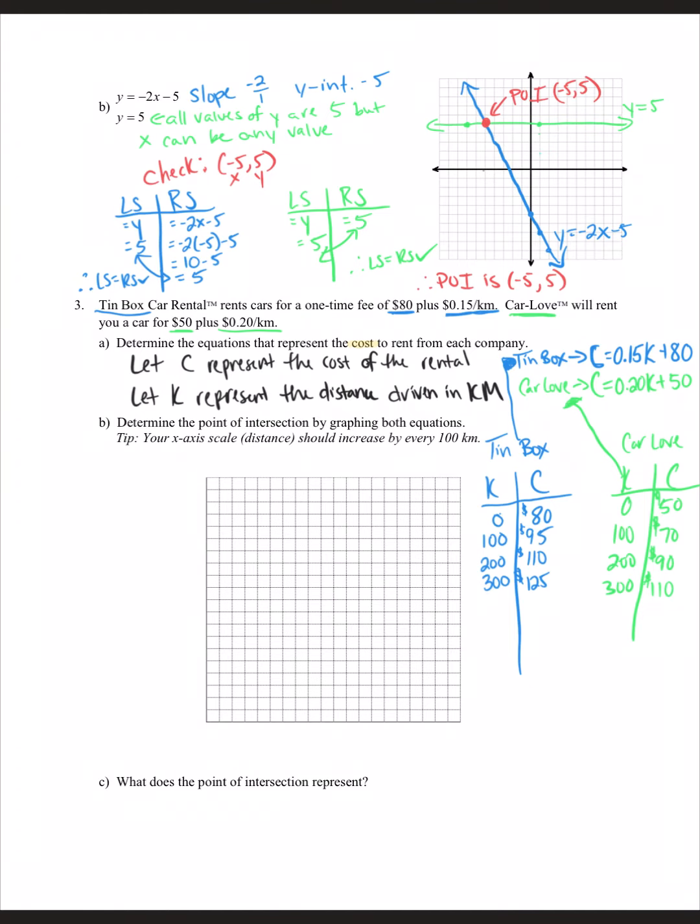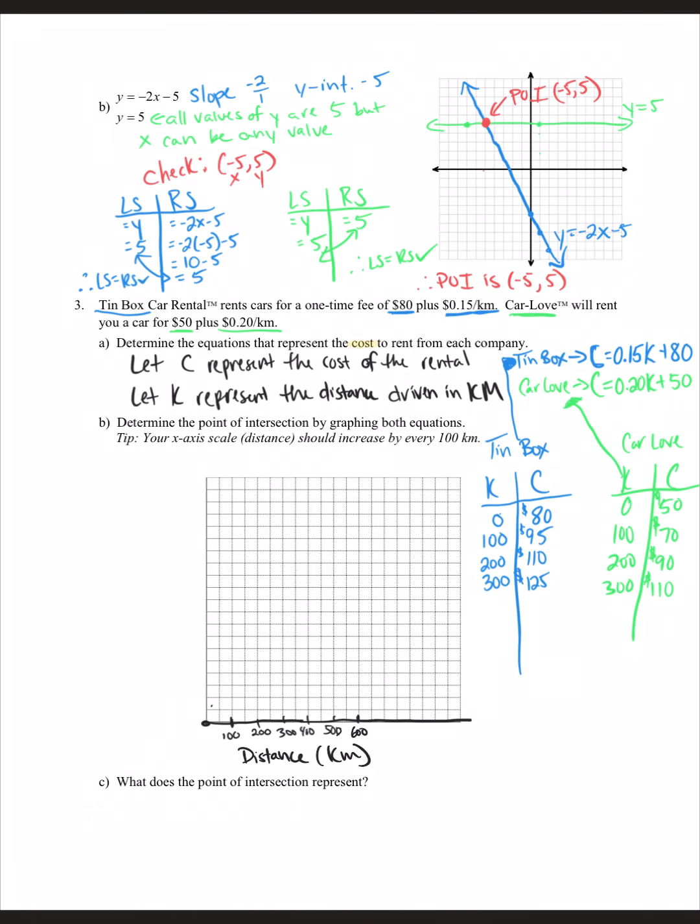Okay, so it gave us the tip that our x-axis, which is our distance, should go up by 100. So I'm just going to spread my 100 out a little bit. I'm going to do 100 every other line. And I think that should be good enough for now. We'll just go up to 600. Okay, and we'll just make sure we label that axis as our distance in kilometers.